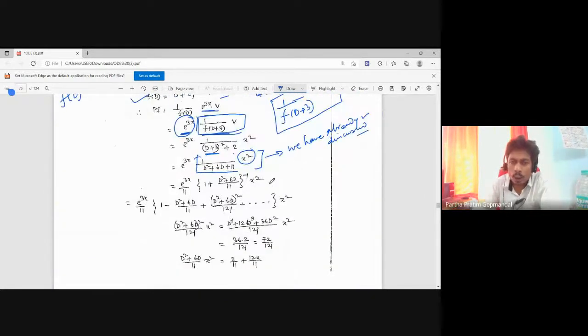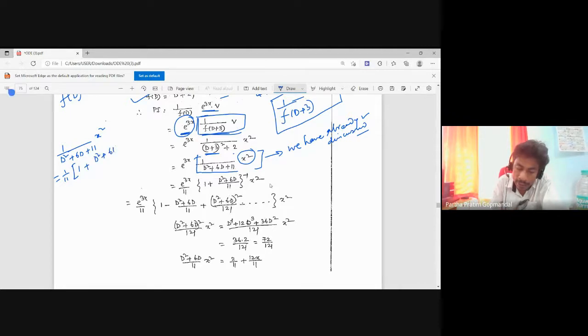So see here, we have 1 by D square plus 6D plus 11. So what you have to do is, if this kind of term is there, 1 by D square plus 6D plus 11 x square, take some common here and try to write the denominator as 1 plus some function. So if you take common 11, it will be 1 plus (D square plus 6D by 11) to the power minus 1, right? Then expand it in binomial.